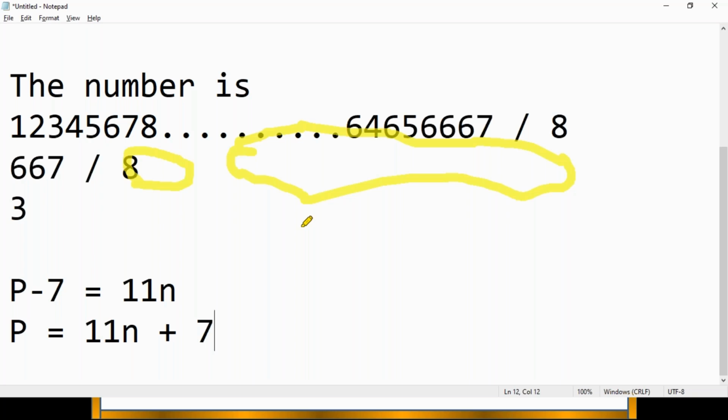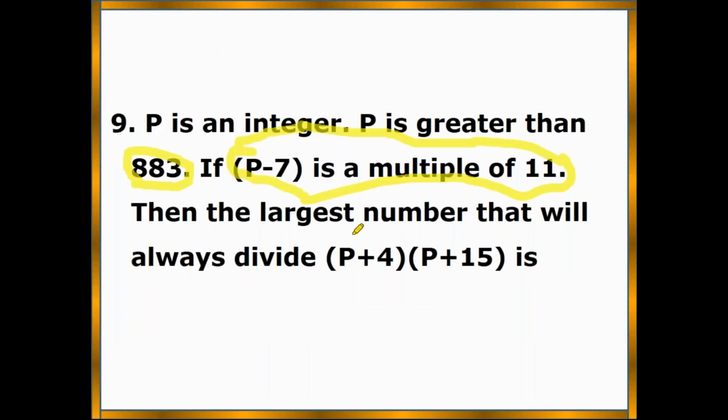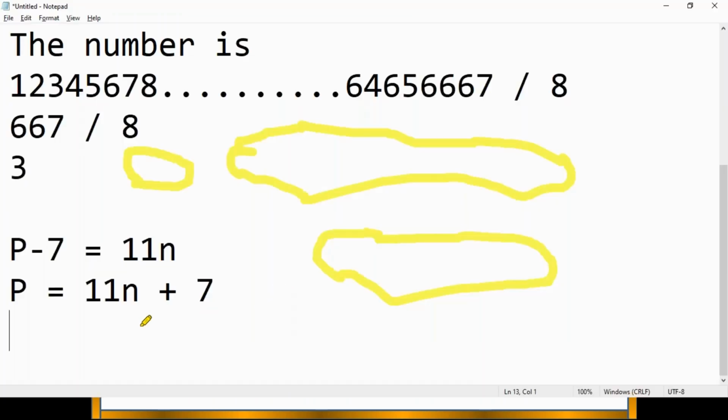Please concentrate, ma. Don't degrade yourself if you are not getting it. P minus 7 is a multiple of 11, they clearly gave. So P is equal to a multiple of 11 plus 7 automatically. But still we don't know what the P value will be. Then, what is the largest number that will divide P plus 4 into P plus 15, from only one statement? Please get the answer directly.